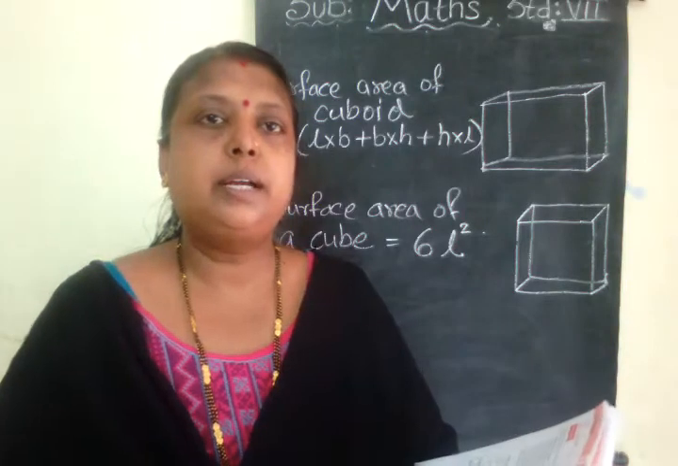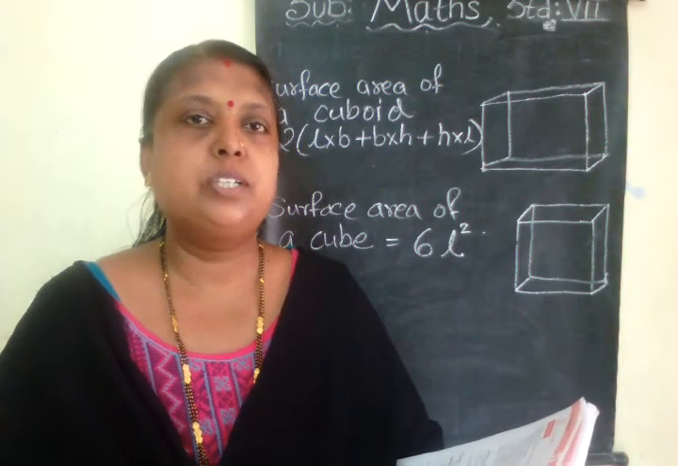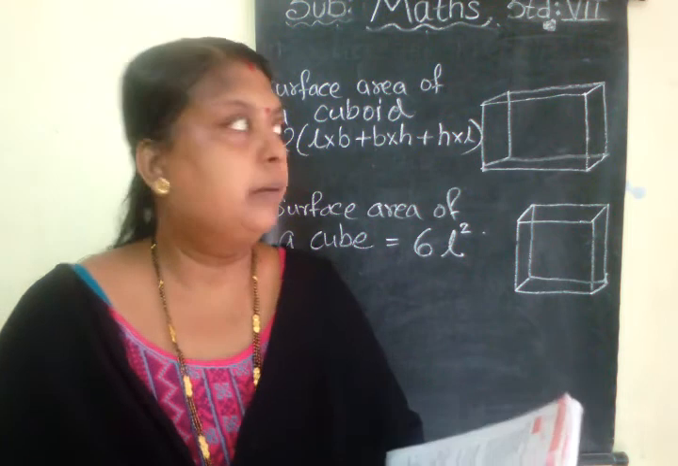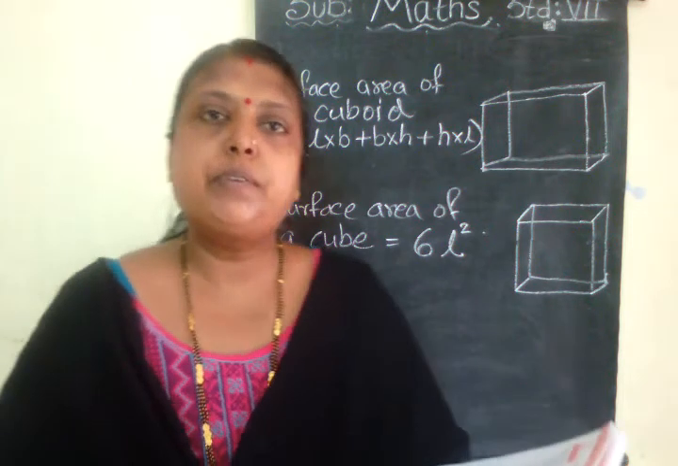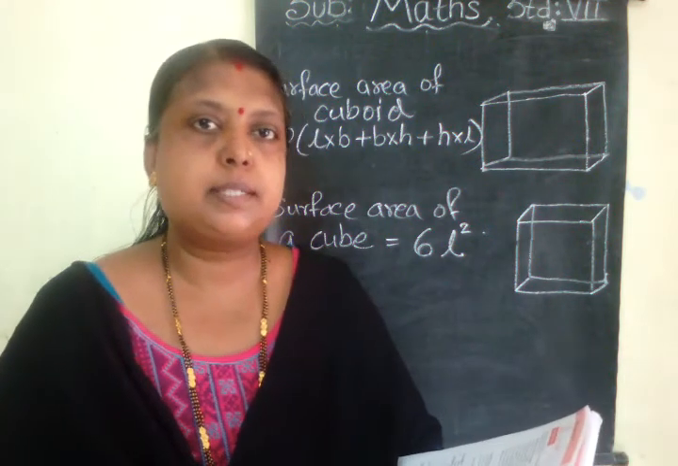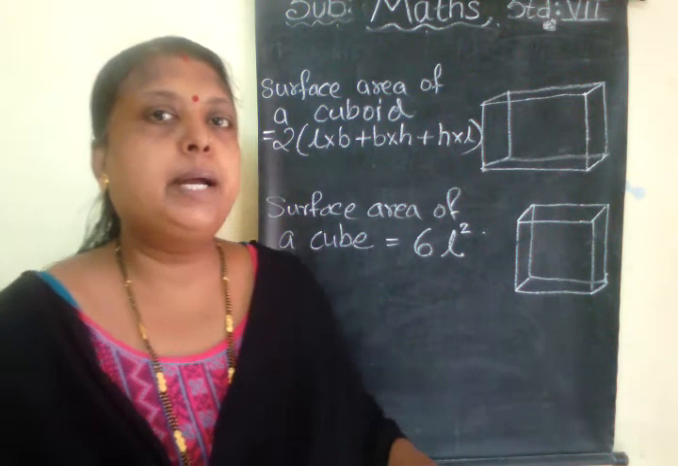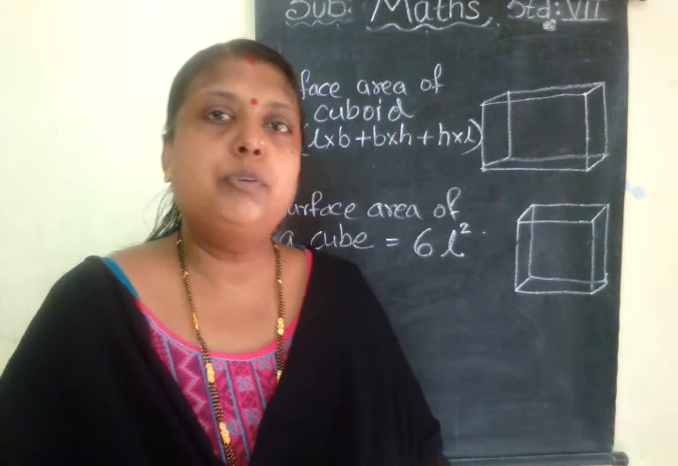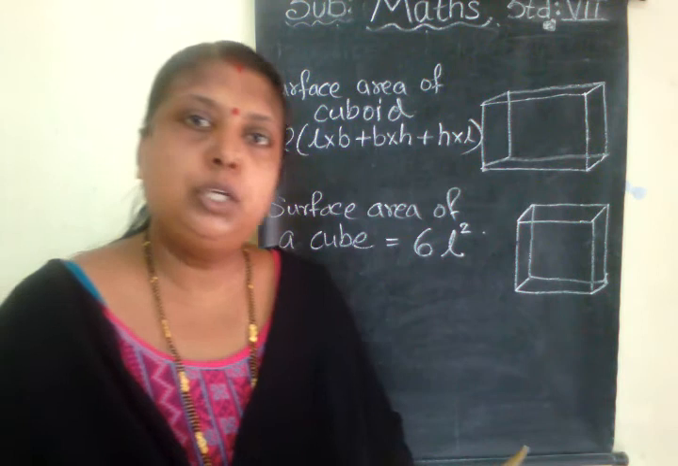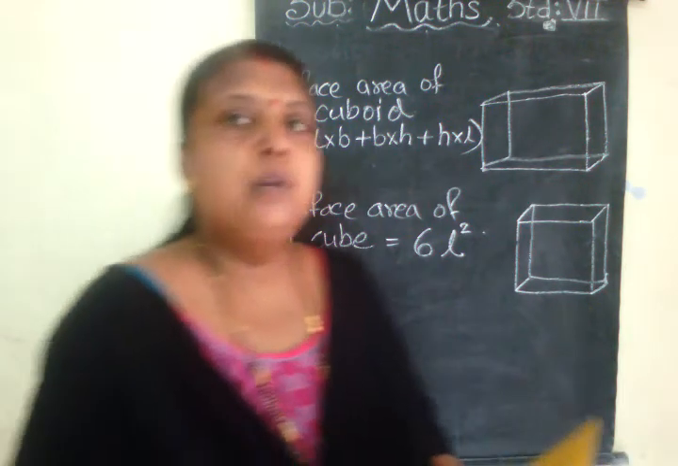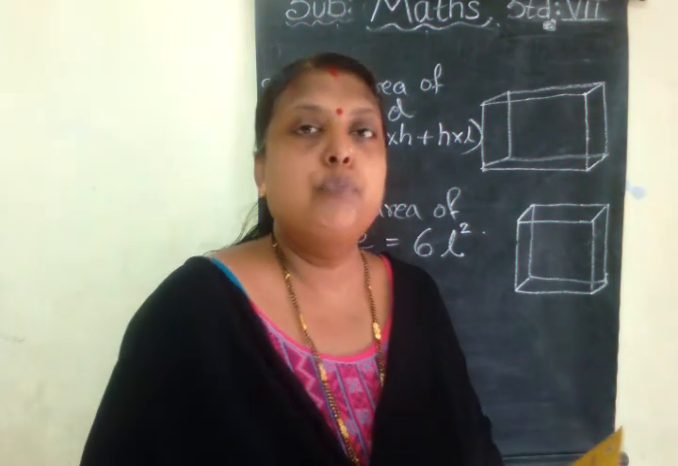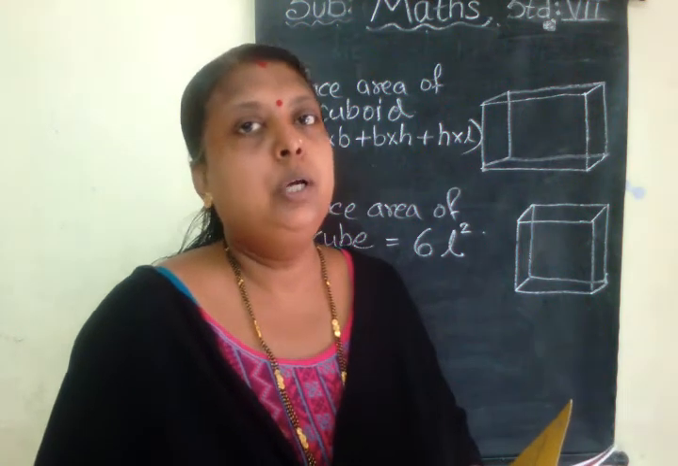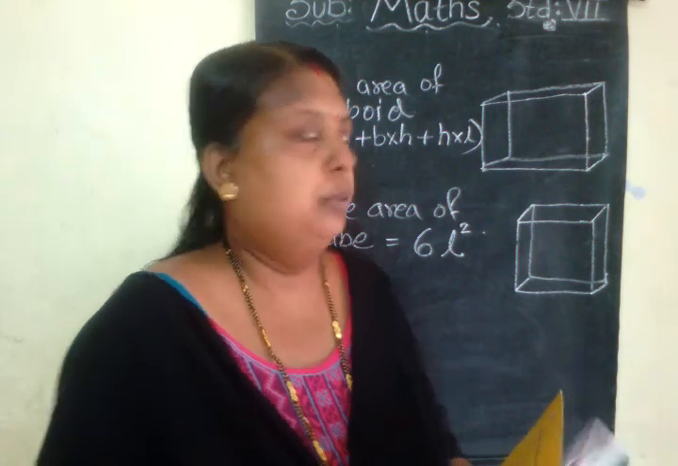Hello children, and again welcome to our maths lecture. We are studying lesson number 12, perimeter and area. Now we have completed practice set 46, right? After that we have to learn two formulas, one of a cuboid and another of a cube. Now what is the formula? Formula to find the surface area of a cuboid and a cube.